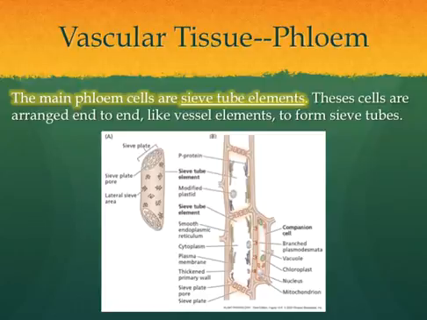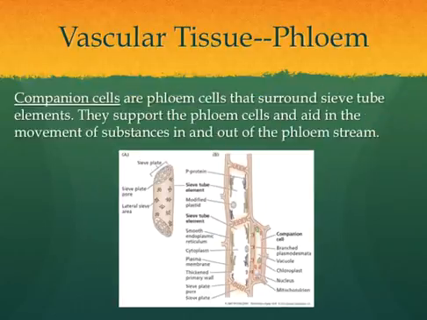As sieve tube elements mature, they lose their nuclei and most of the other organelles in their cytoplasm. The remaining organelles hug the inside of the cell wall. Therefore, phloem is alive when functioning. The rest of the space is a pipeline through which sugars and other foods are carried in a watery stream.